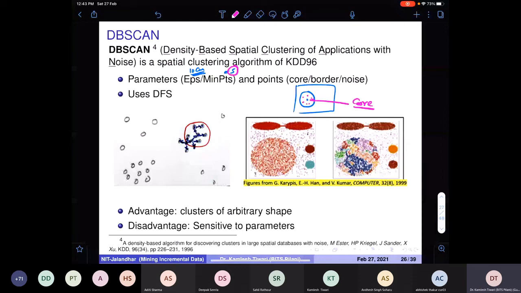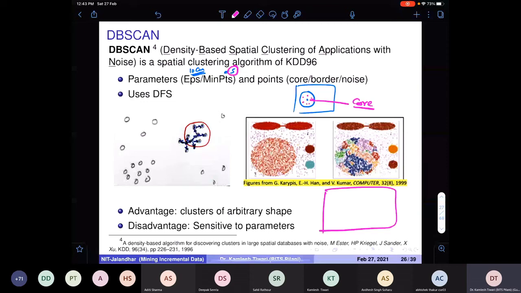So this part is clear. Once again, in my data space, I pick any data point. For every data point I have to do this. I have to tell whether that data point is core, border, or noise. Initially I am talking about the first time. I am not talking about the incremental case right now. I am talking about the first time when you are going to do this.